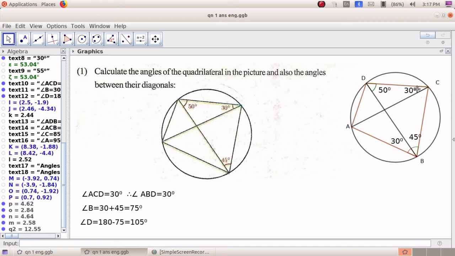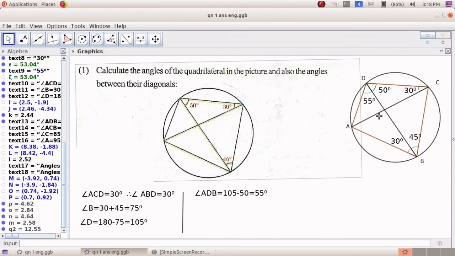Now to determine angle C, we have to get this unknown part also. That part will be equal to this one, as they are angles made by the arc AB at its alternate arc. Now the angle at the vertex D is 105 and one part is 50 degrees. Therefore angle ADB, this unknown part, will be 105 minus 50. Let us write that here. Okay, 105 minus 50 will be 55 degrees. This angle will be 55 degrees.